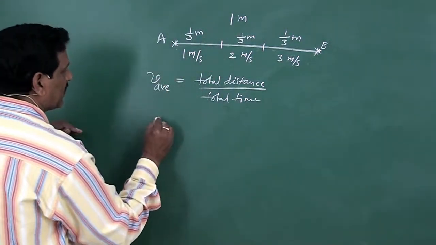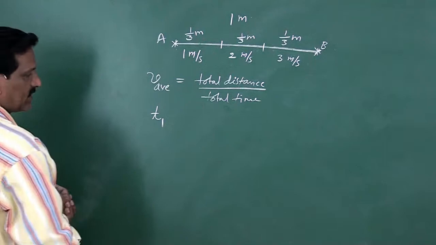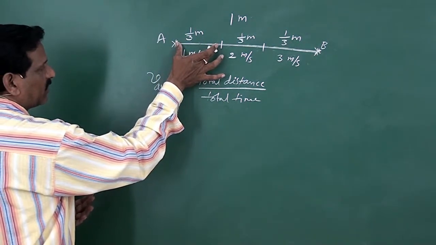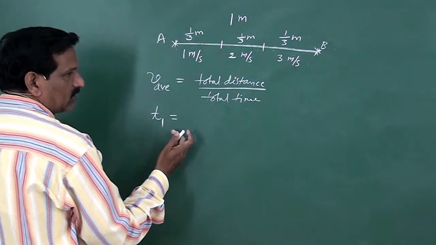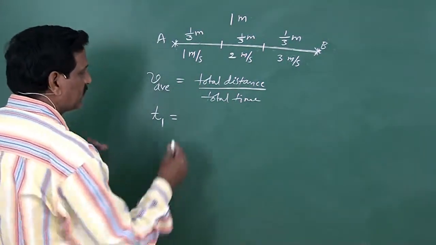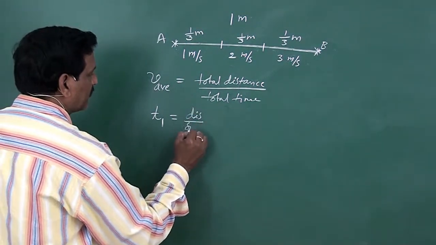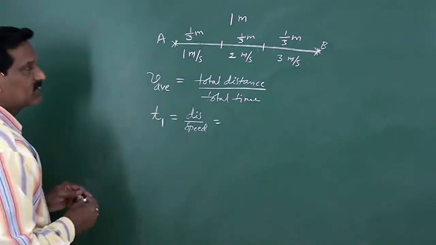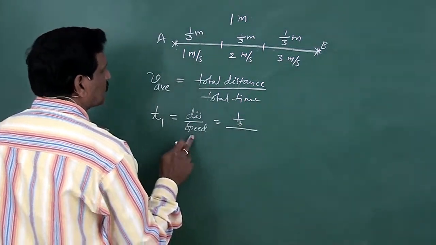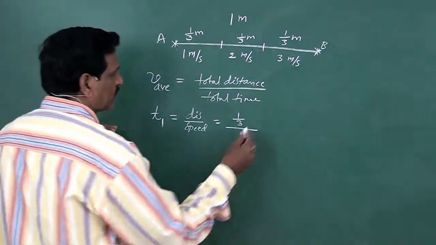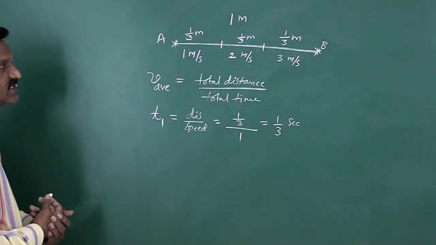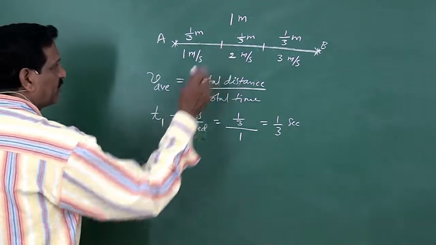So in this case time interval, in this case time interval, in this case time interval we have to calculate. In the first case, time taken is taken as T1. So for this journey time taken is T1. Speed is equal to distance by time, therefore time is equal to distance by speed. Here distance is 1 by 3 meter. Speed is here 1. Therefore time taken is 1 by 3 second. This is T1.